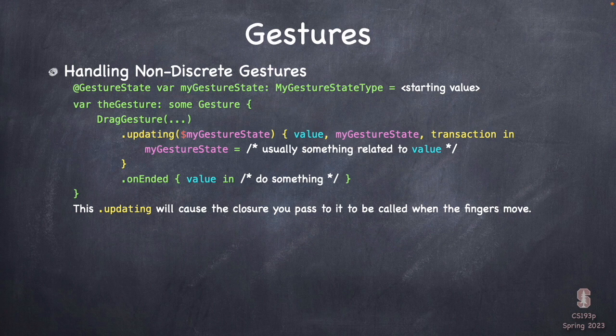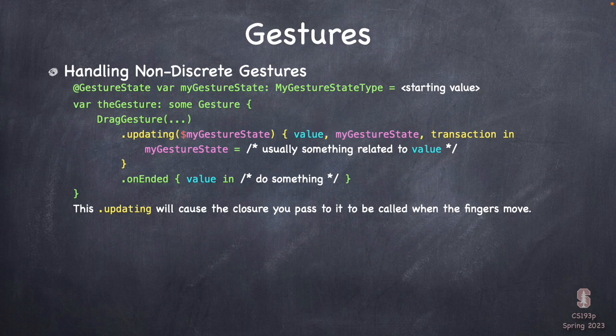No other time. You can't do it in your onEnded or any other code, only in here. So this gesture state literally is the state during the gesture's flight, and only then. And when the gesture ends, it's going to go back to its starting value.